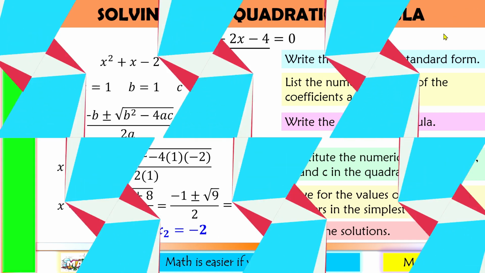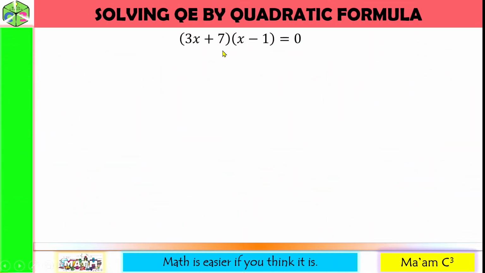Let's have another example. Quantity 3x plus 7 times quantity x minus 1 is equal to 0. So first we have to simplify this. So we're going to use FOIL method. 3x times x is 3x squared. 3x times negative 1 is negative 3x. 7 times x is 7x. And 7 times negative 1 is negative 7. Negative 3x plus 7x is positive 4x.